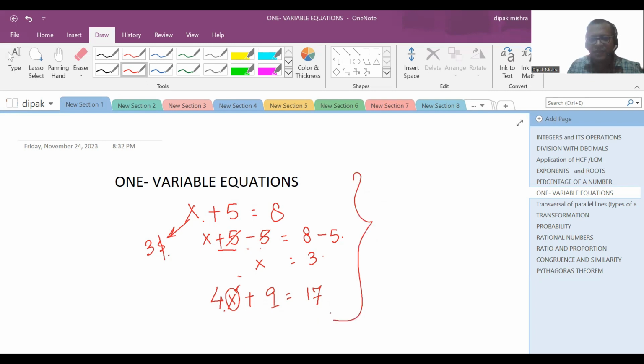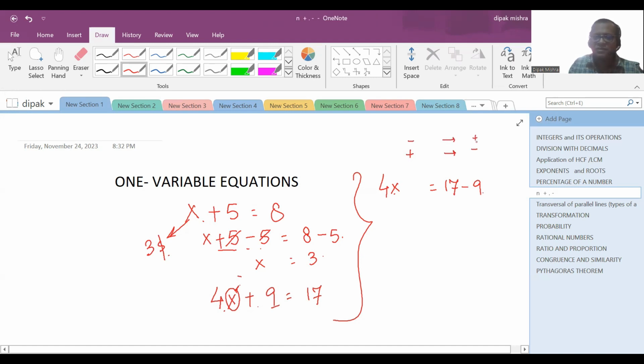So we can say 4x, and you shift this 9 to the other side, so it becomes 17 minus 9. If it is plus on this side, it transforms to minus; if it is minus, it becomes plus. 4x means 4 times x, so 4 times x is equal to 8. Now this guy x wants to be alone. When you shift this 4 to the other side, it becomes 8 divided by 4, which is equal to $2. So I can say that yes, initially I have got $2.